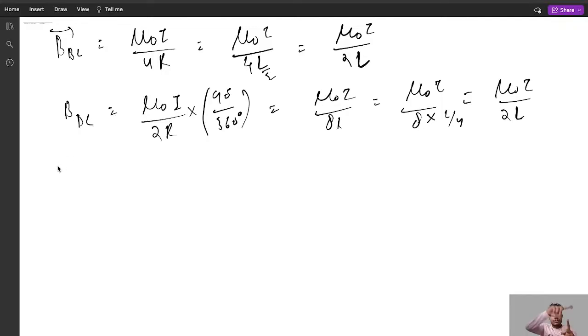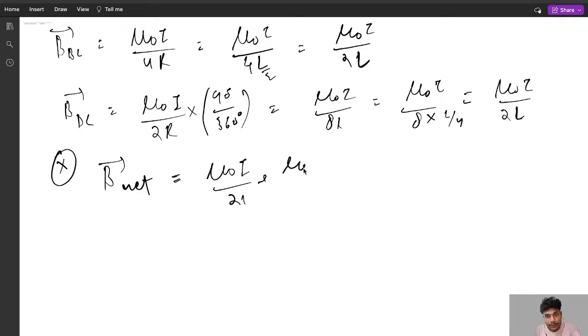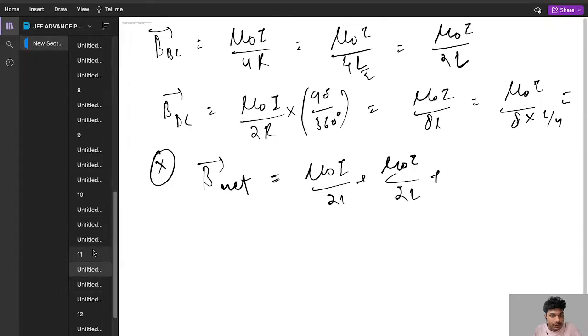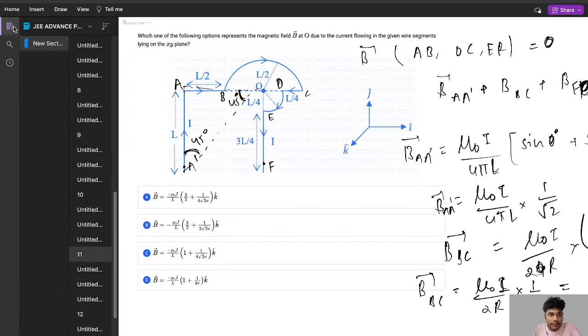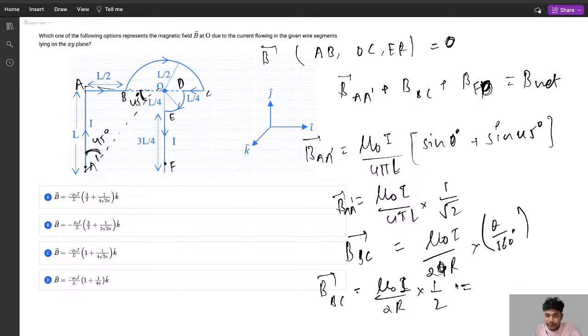As the direction of the current is in the same direction, the direction of the magnetic field is also the same. It is in the cross direction, so we can directly add all the magnetic fields, right? That is mu naught I upon 2L plus mu naught I upon 2L plus the last one, that is equal to mu naught I upon 4 root 2 times pi L.